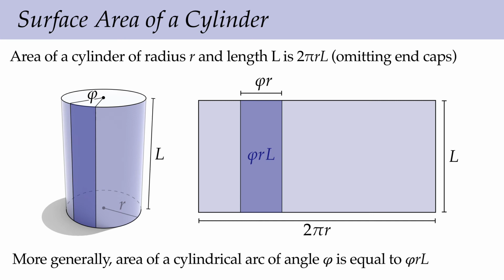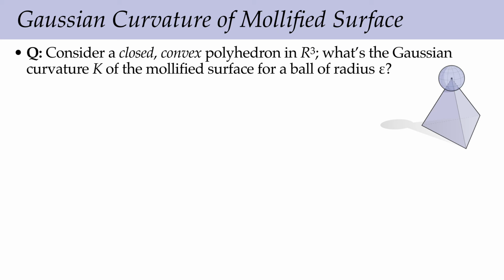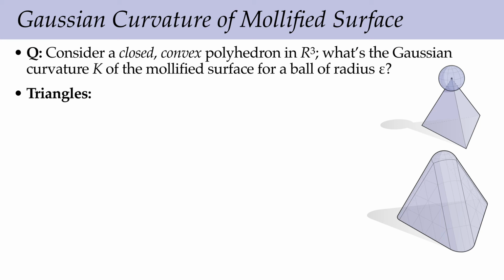So let's use this idea of rounding out the polyhedron to get a notion of discrete Gaussian curvature. Okay, so we have a question. Consider a closed convex polyhedron in R3. What's the Gaussian curvature K of the mollified surface for a ball of radius r? So we take our initial surface, a tetrahedron, a cube, whatever, we smooth it out. We want to know what is the Gaussian curvature. Well, we can break this up into different pieces. We can look at the Gaussian curvature contributed by vertices, contributed by edges, and contributed by triangles. Triangles are the easiest, right? The triangles, when we mollify the surface, they just get pushed out in the normal direction. So we get the same set of triangles, they're still flat, they contribute no Gaussian curvature.